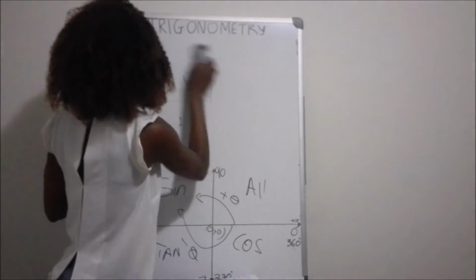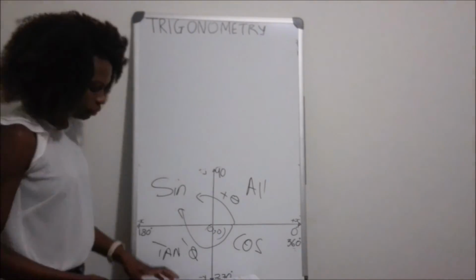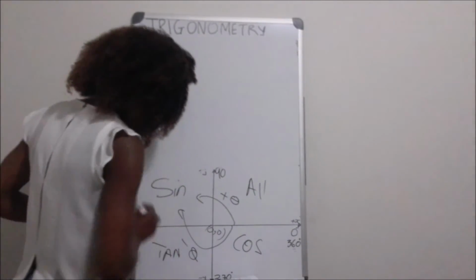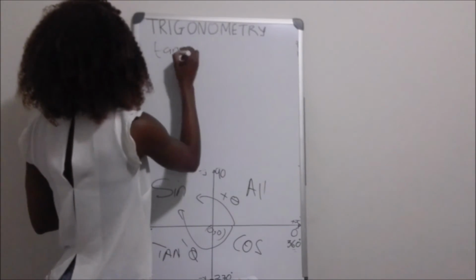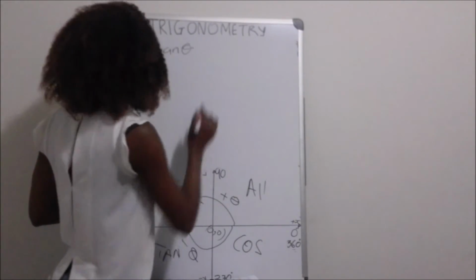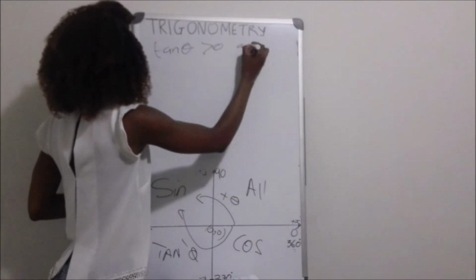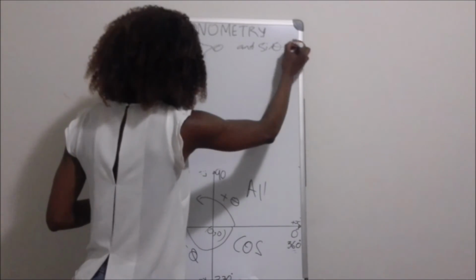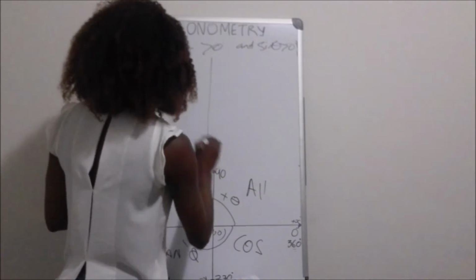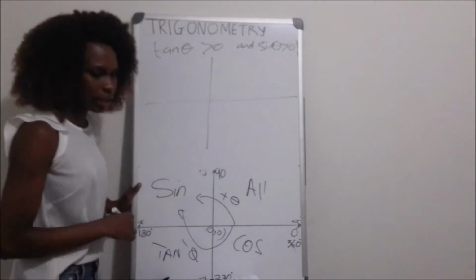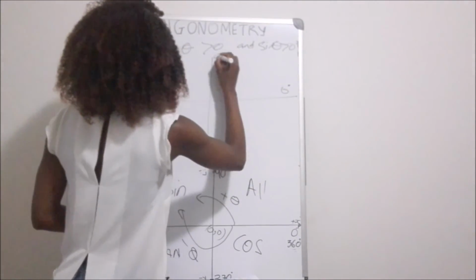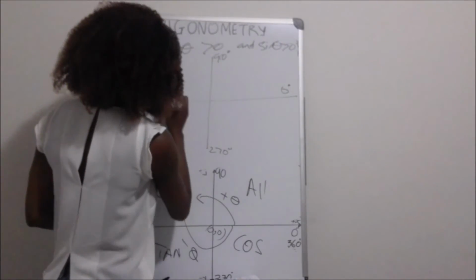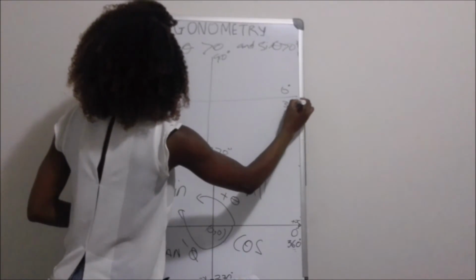Alright, let's look at another example, which says tan theta is greater than 0, and sine theta is greater than 0. Then you remember the first thing you do is to draw the Cartesian plane, and then this is 0 degrees, this is 90 degrees, this is 180 degrees, this is 270 degrees, this is 360 degrees.